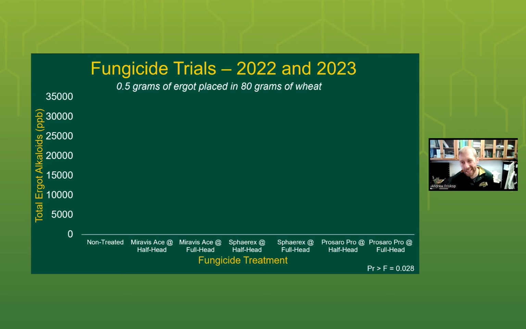We worked with the vet diagnostic lab at NDSU, and we were able to find an amount of ergot bodies in 80 grams of wheat, so 0.5 grams of ergot, not a lot of ergot, in 80 grams of wheat to be able to quantify the amount of alkaloids that were tested. Now, when it comes to testing for ergot alkaloids, there are 10 ergot alkaloids that are tested for, and what I am presenting is the total ergot alkaloid, so the summation of all those alkaloids into a value. And this is going to be in parts per billion.